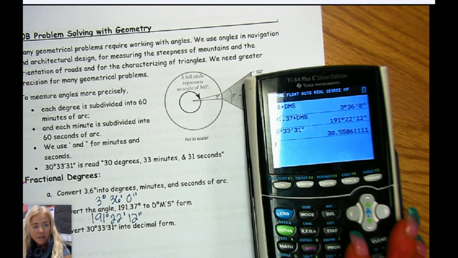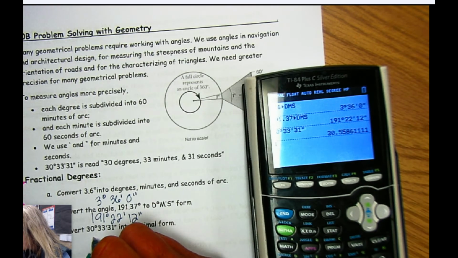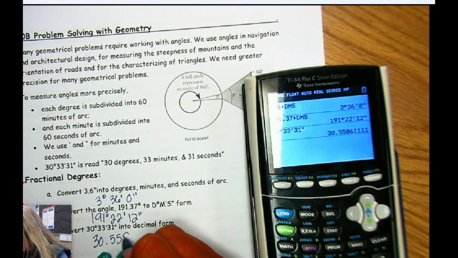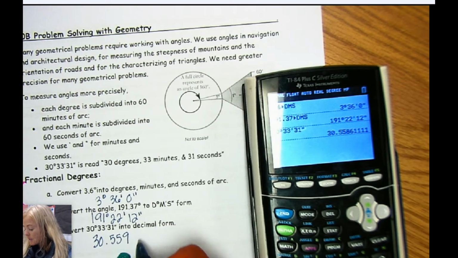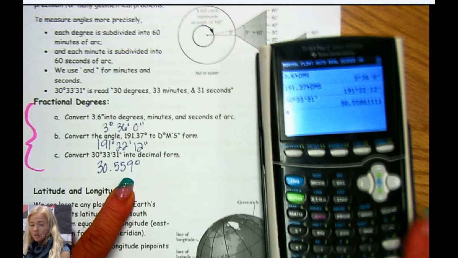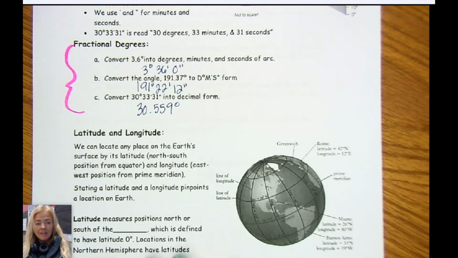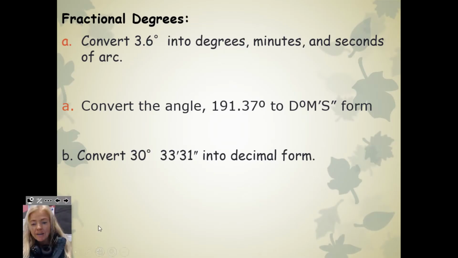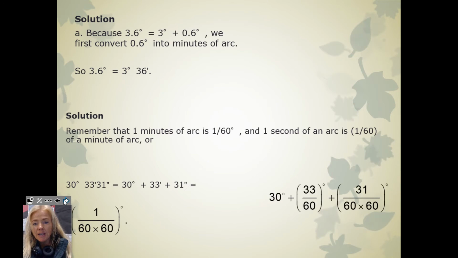30.559, and I don't know how far you want to go with your decimal, but usually they do about 30.559 degrees, and that will be your decimal form. And that's that. So that's pretty exciting, right? And they're very easy. You just have to use your calculator and then go. Simple. All right, so we're going to move on to longitude and latitude.